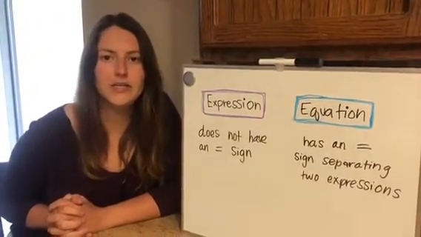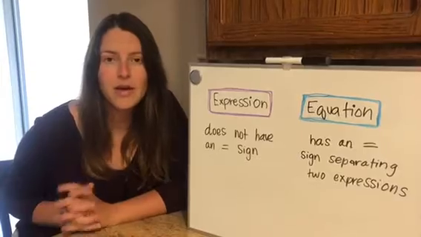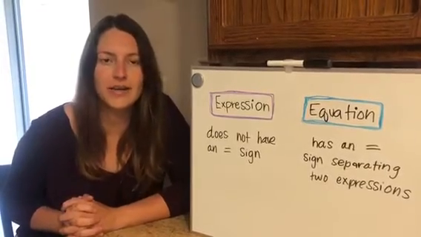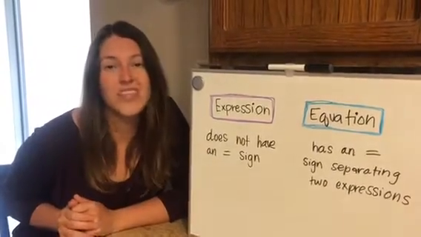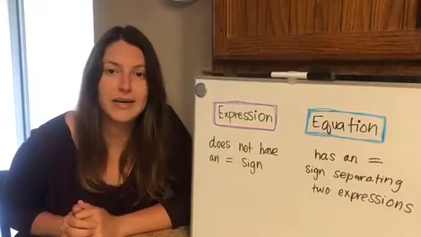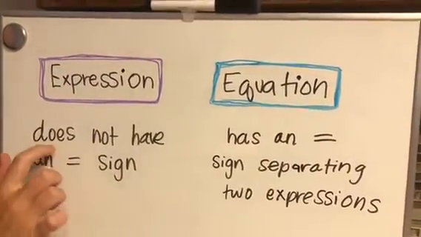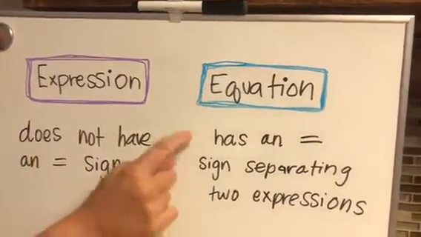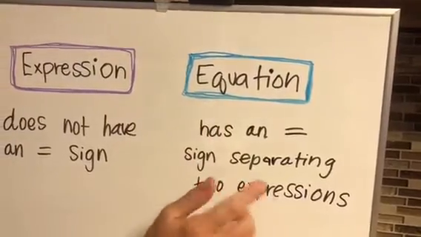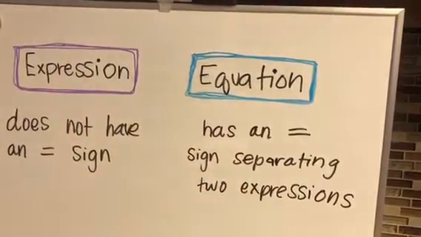We're gonna go ahead and get into a new math called hanger math. But before we get started, we're gonna take a look at the difference between an expression and an equation. An expression, honestly, the only difference is that an expression does not have an equal sign, and an equation has an equal sign separating two expressions.